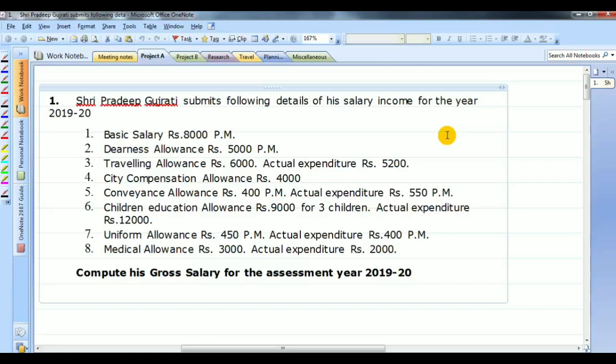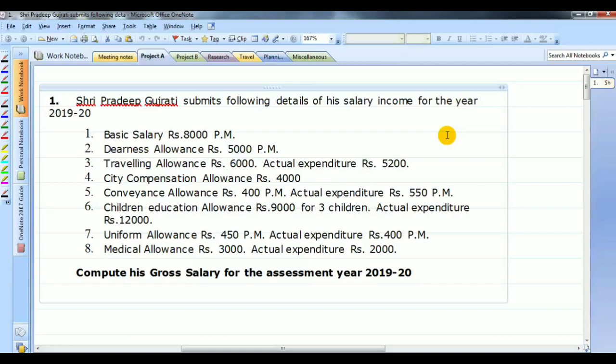today. Shri Pradeep Gujarati submits the following details of his income, that is salary income, for the year 2019-20. Assessment here is 2019-20 and he is submitting the following details. Basic salary 8,000 per month, DNS allowance 5,000 per month, travelling allowance 6,000, actual expenditure 5,200, city compensation allowance 4,000, conveyance allowance, children education allowance, uniform allowance and medical allowance.